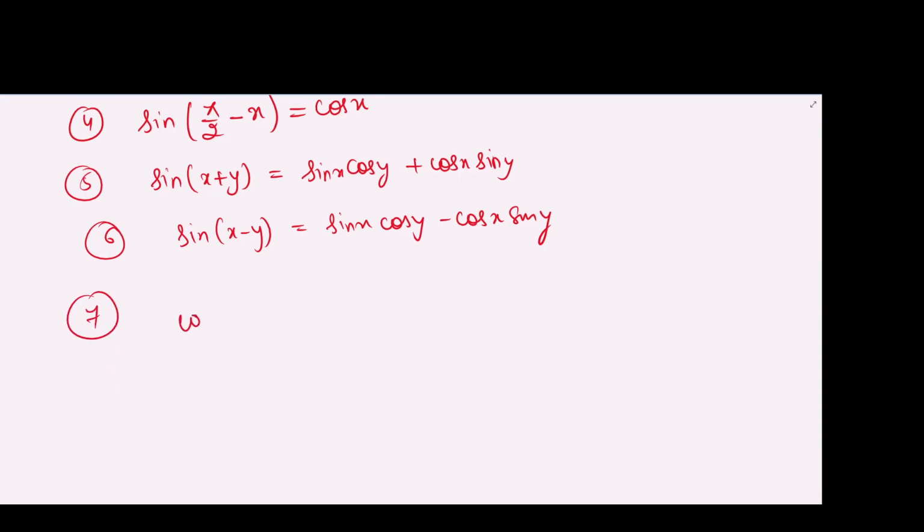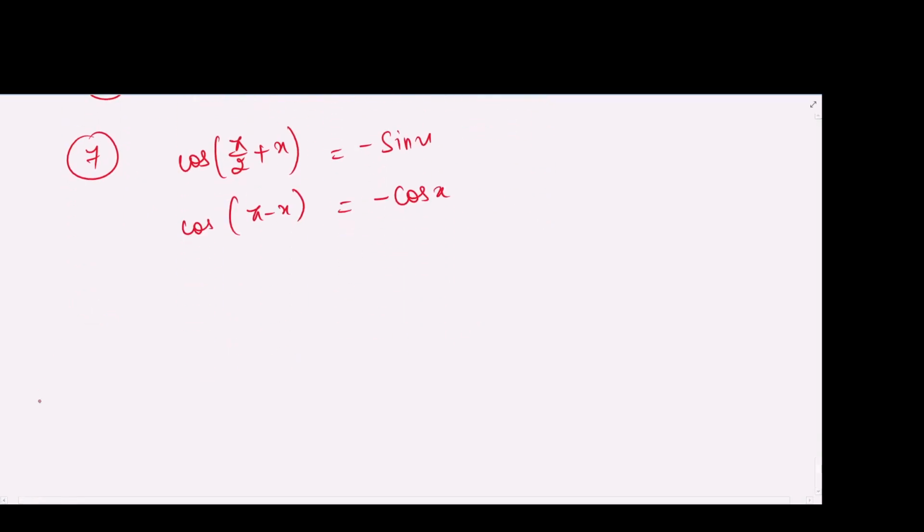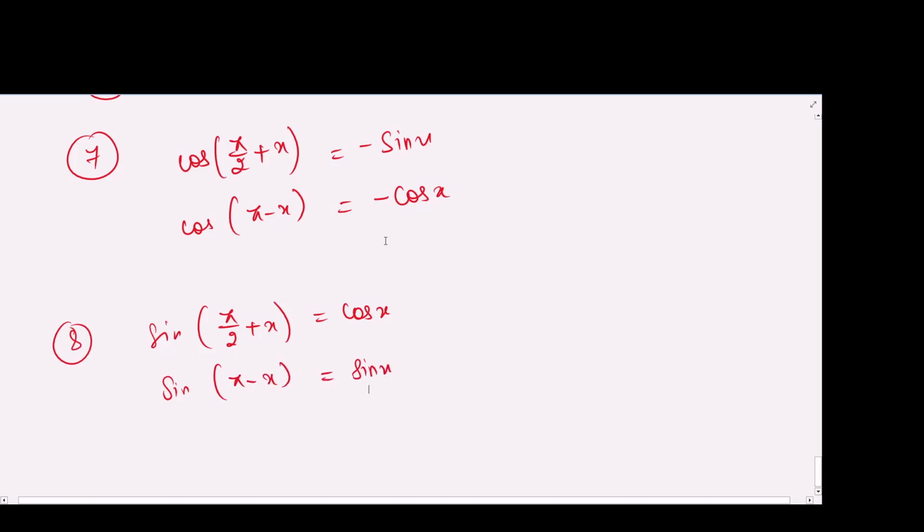Next we have cos(pi/2 plus x) is equal to minus sin x, and cos(pi minus x) is equal to minus cos x. Next we have sin(pi/2 plus x) is equal to cos x, and sin(pi minus x) is equal to sin x.